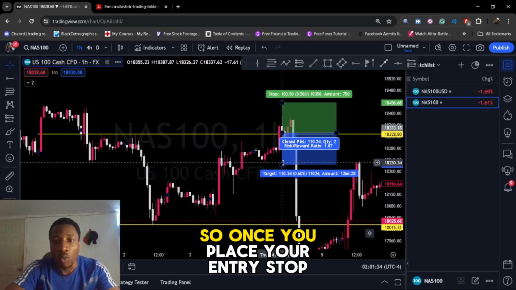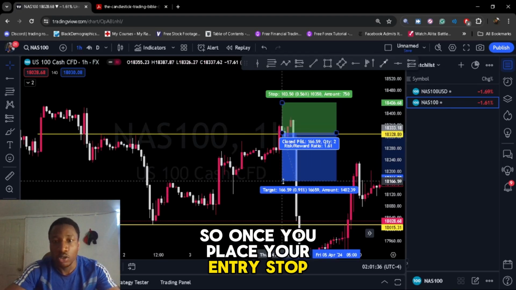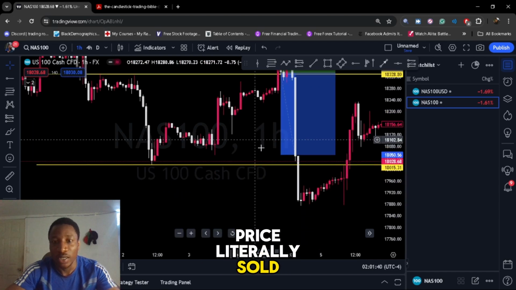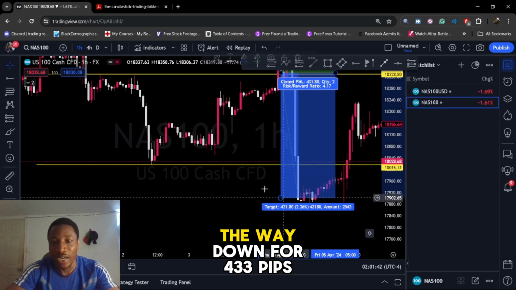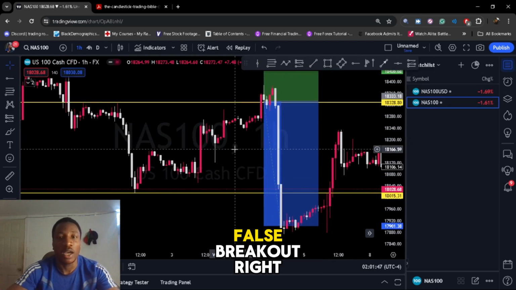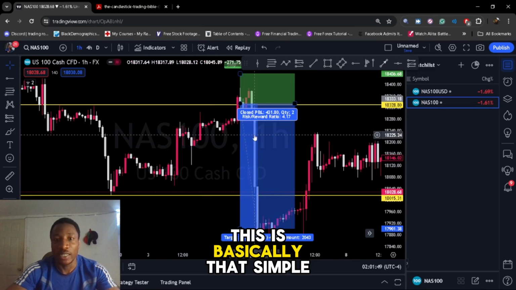Right, so once you place your entry, stop loss, 1 to 2, whatever it is, and as you can see, guys, price literally sold all the way down for 433 pips, and this is basically how you can catch the false breakout, right? It's basically that simple.